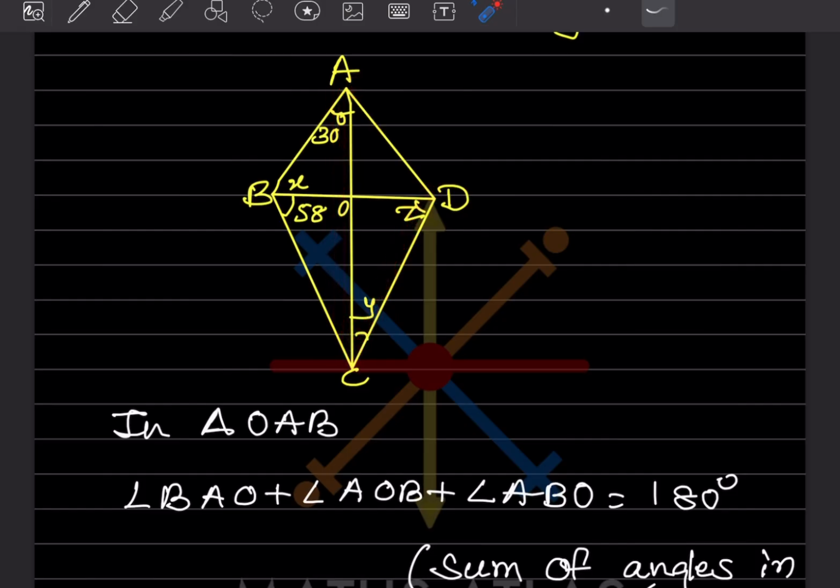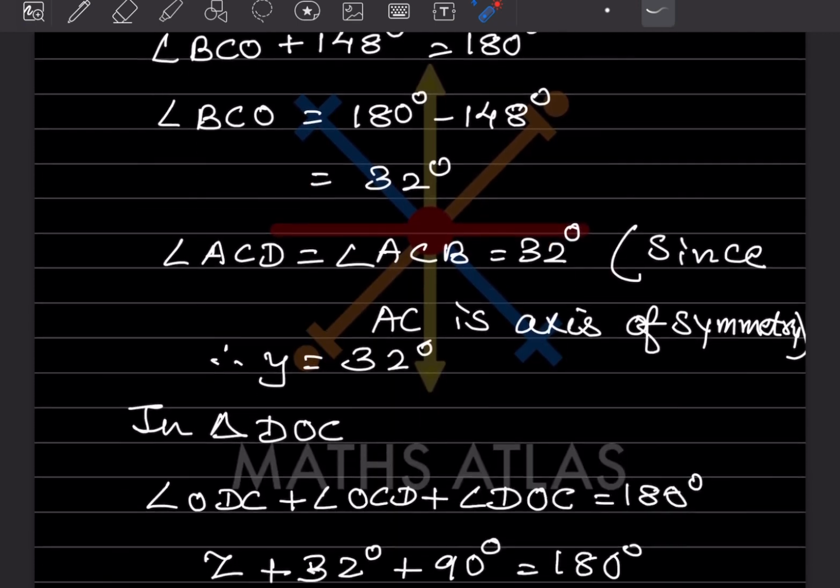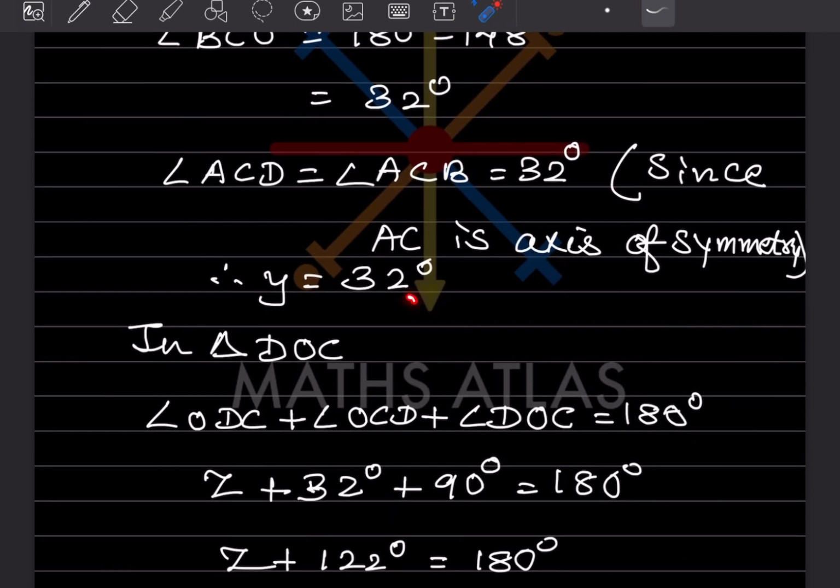You can see this is the axis of symmetry, means whatever the angle is on one side, it will be the same on the other. So what we can see here, Y will also be 32.